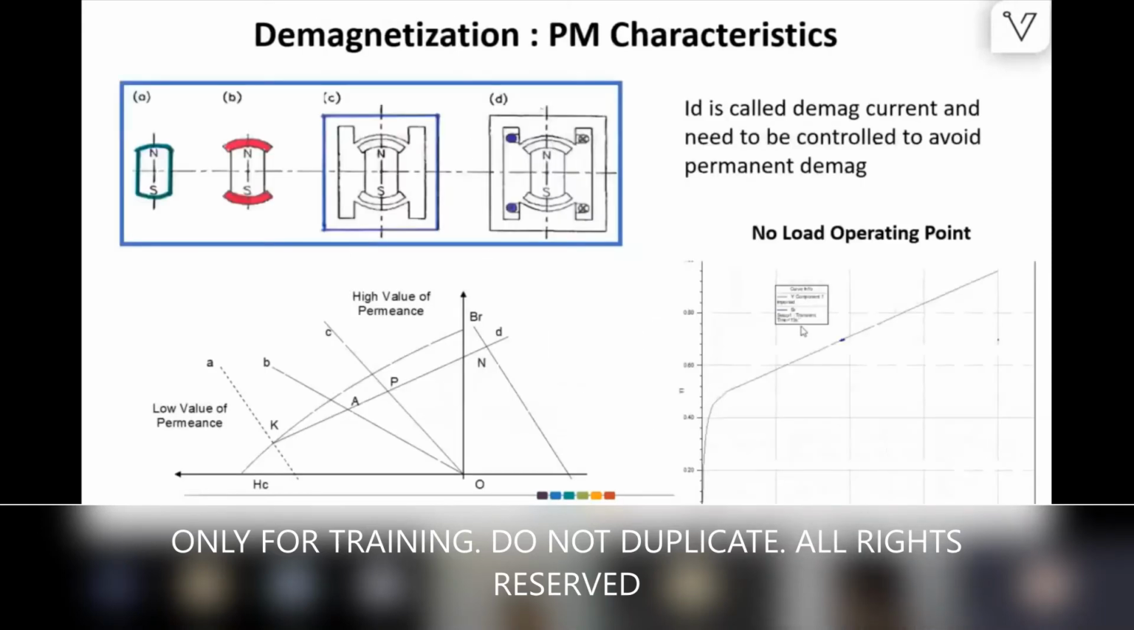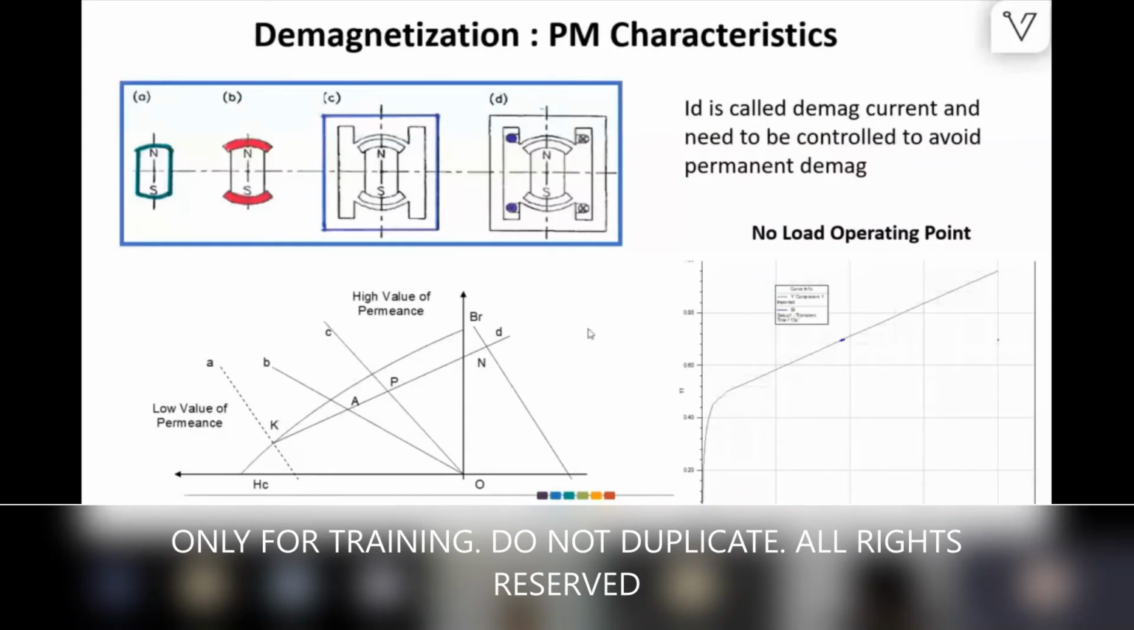Another thing that goes into a controller is the highest amount of current that the machine can handle. That is the demag current, IDMag. Demagnetization happens when you push a very large current in the machine.